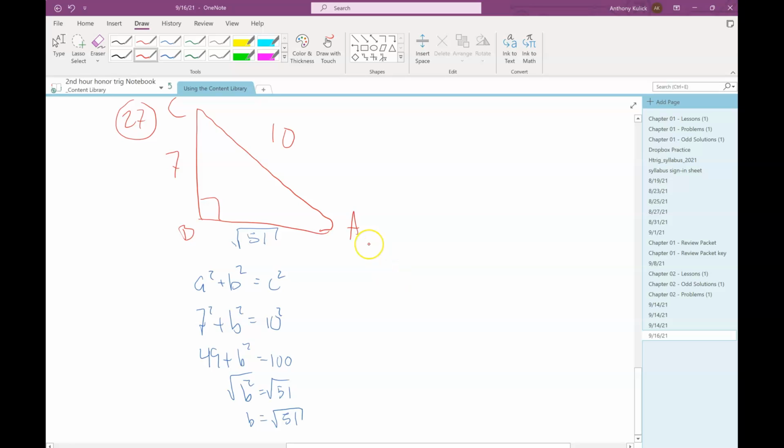So I would just say, okay, my angle theta is still here. So sine theta is opposite over hypotenuse. Cosine theta is adjacent over hypotenuse. Tangent theta is opposite over adjacent, but I got to rationalize that denominator.